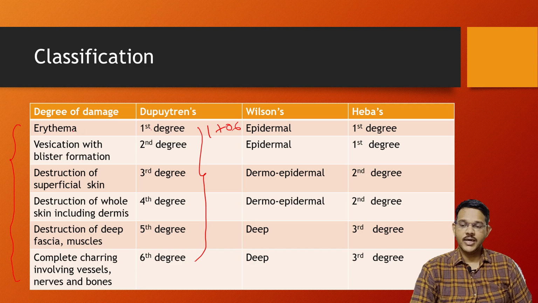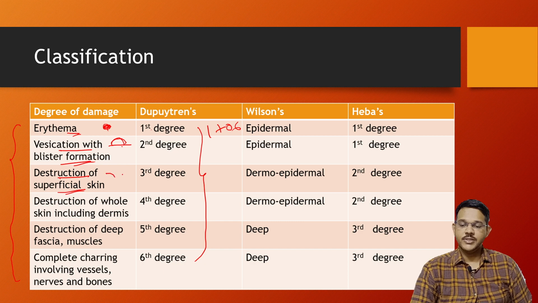So first degree is the erythema, where there is just redness around the skin. There is no burn present. Then second degree, there is vesication with blister formation. So there is presence of clear fluid inside the burns. There is elevation of the upper layer of the epidermis with vesications and blister formation which contains serous fluids.